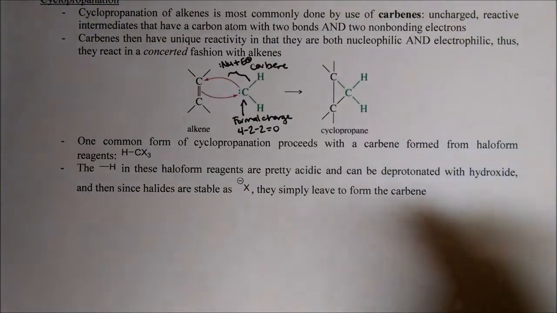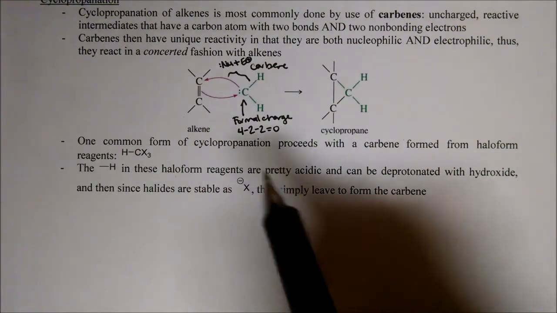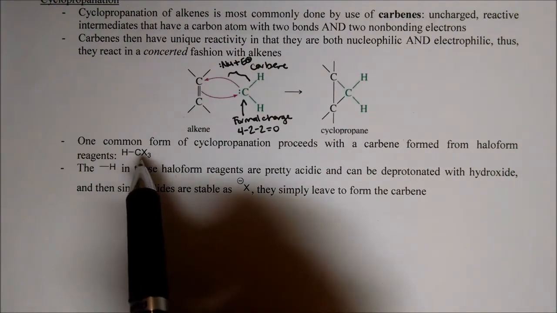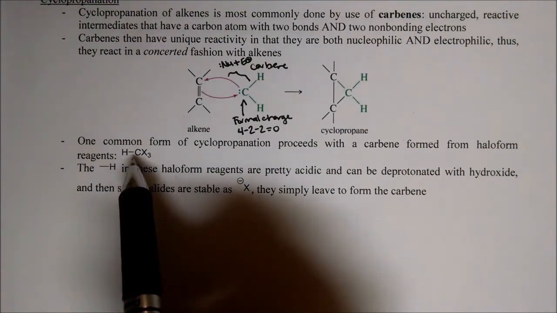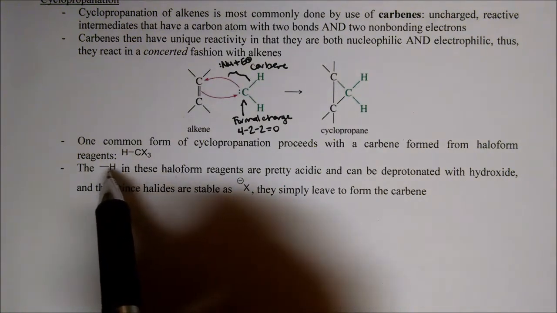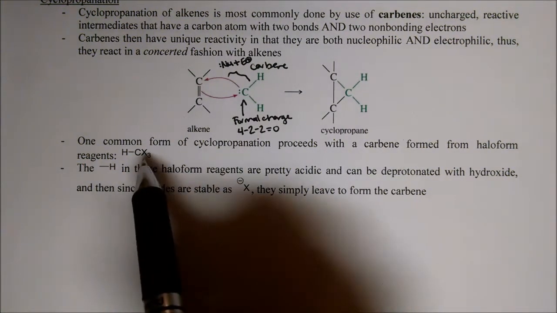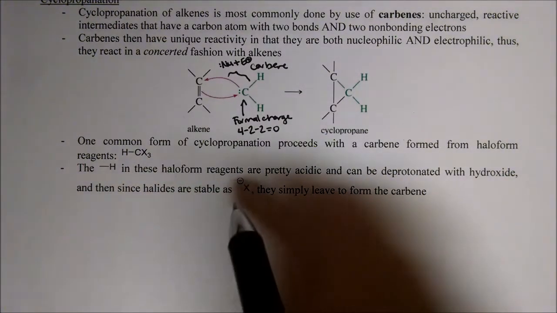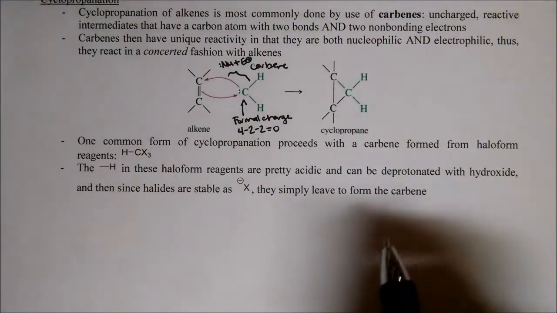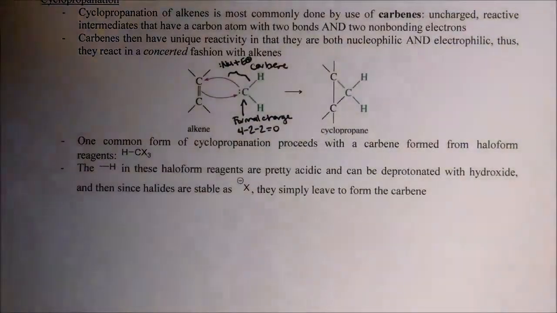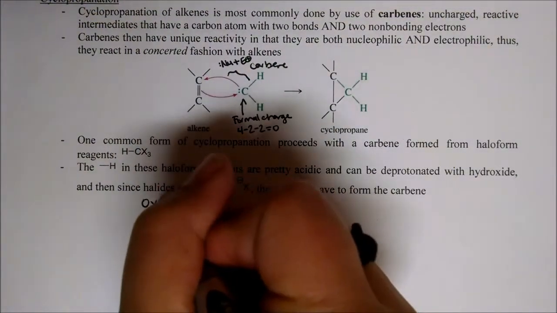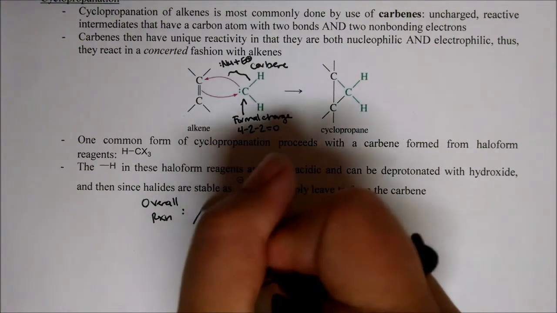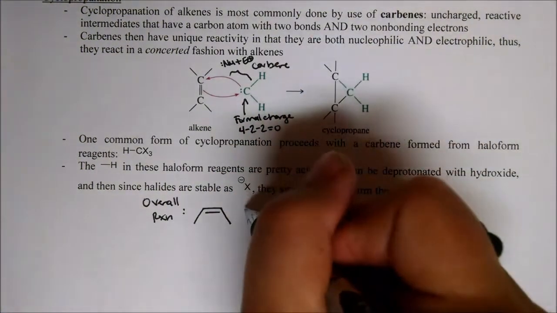Propane, 3. The common form of cyclopropanation proceeds with haloform reagents, and they look like this. They've got carbon bound to 3 halides with 1 CH bond. This H is pretty acidic, right? Because you can imagine all the halides pulling electron density, and it can easily be deprotonated with hydroxide. And then since halides are stable as X minus, they leave to form the carbene, which is really cool. I'll show you how this works. We're going to show the carbene formation as well as the cyclopropanation all in one reaction. So don't worry, you get to see it all.